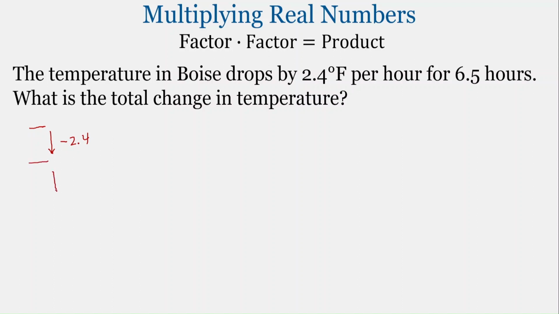And then in the second hour, it's going to go down another 2.4. And then in the third hour, it's going to go down another 2.4 degrees. And this will continue, and it will do that 6.5 times. So we're adding 2.4, or negative 2.4, to itself 6.5 times. So that math is negative 2.4 times 6.5. So we'll go ahead and write 2.4 times 6.5.